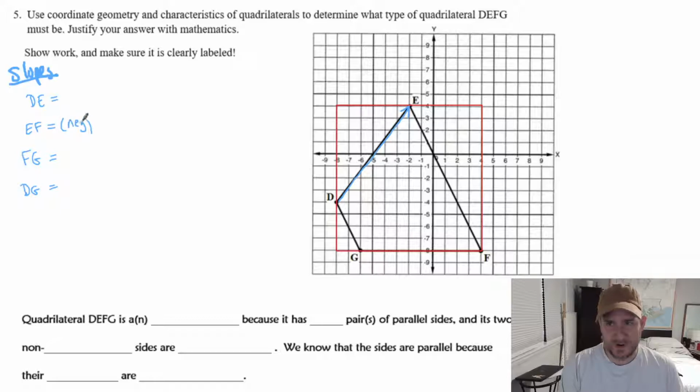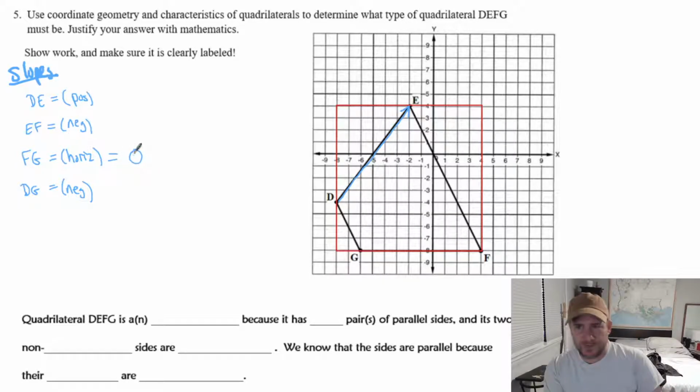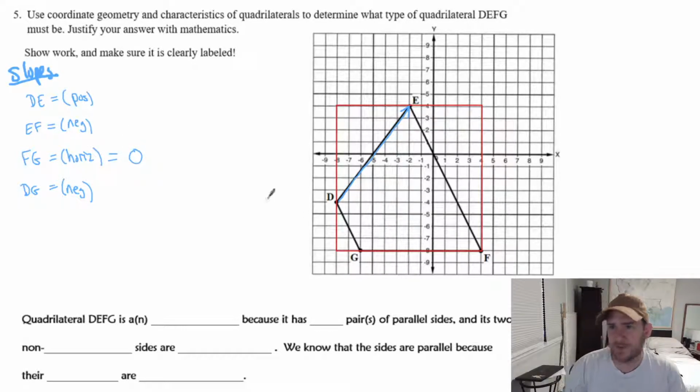Without even doing any math, I already know. It's gotta be negative because it comes down. DE has gotta be positive because it goes up. DG is coming down, so it's gotta be negative. And then there's something special about FG. FG is horizontal. Because it's horizontal, its slope is going to automatically be 0. So if you just want to put 0, go ahead. You don't have to show any work. You don't really have to show work for any of these slopes, except when you have to reduce the slopes.